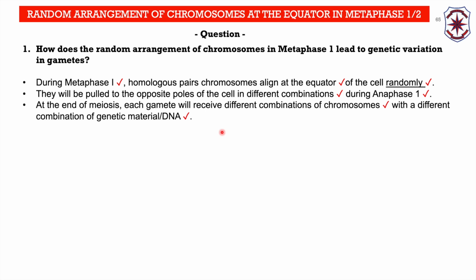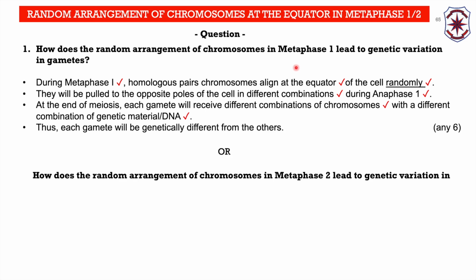Okay. Now, if you want to describe random arrangement of chromosomes in terms of metaphase 2, you are welcome to do that. But remember, we will be replacing the word metaphase 1 with metaphase 2. We will be replacing homologous pairs of chromosomes with individual chromosomes. And then we will be replacing anaphase 1 with anaphase 2. Okay, let us check.